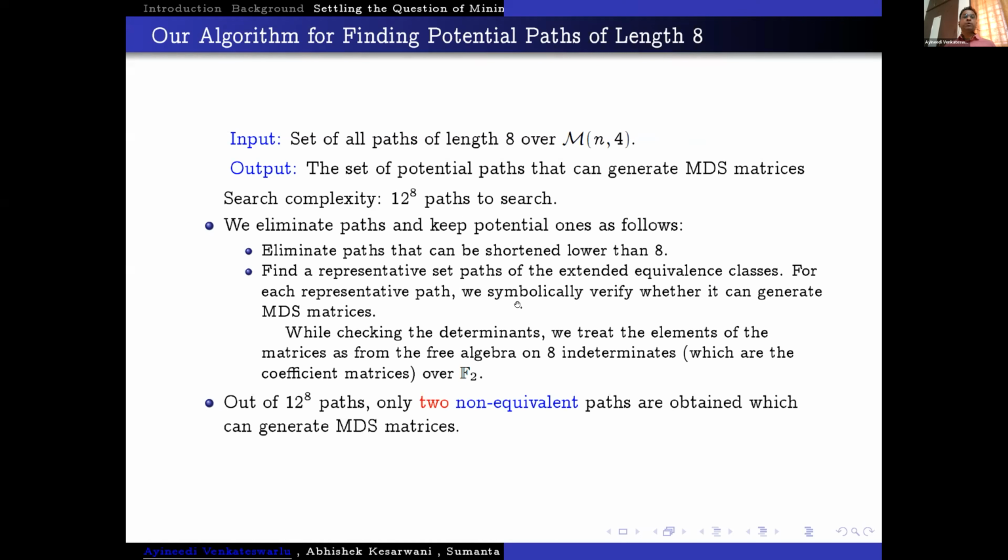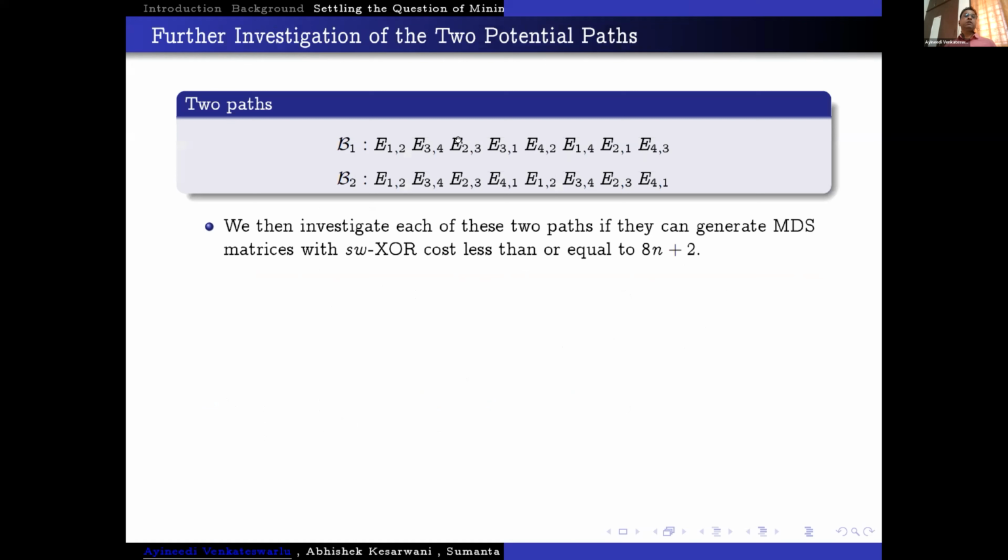We use symbolic computation, treating these elements as of a free algebra on the indeterminates of the coefficient matrices. Out of these 12 power 8 paths, only 2 non-equivalent paths remain which can generate MDS matrices. Now we take these 2 paths presented here, the representatives of those 2 equivalence classes, and we check whether these 2 paths can generate MDS matrices with cost less than or equal to 8n plus 2.